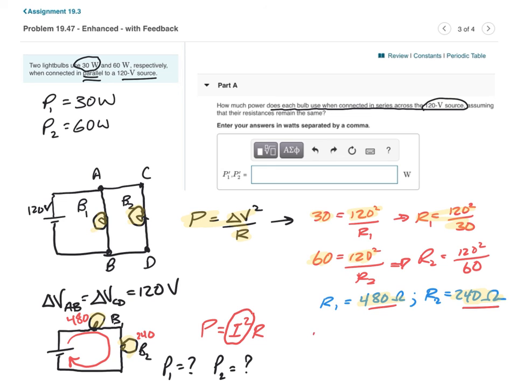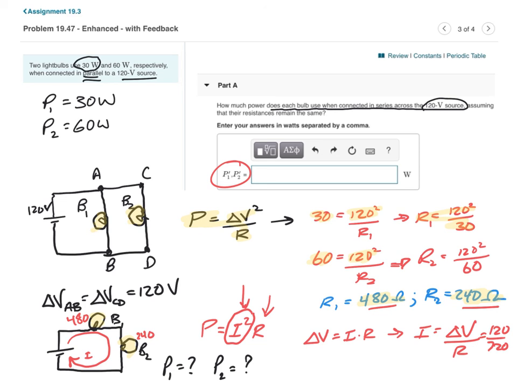And using Ohm's law, I can solve for the current, and it's just the 120 over the 720. And now that I know the current going through here, it's the same current through both bulbs, I can put that current into this equation with the specific bulb resistance, and I can solve for P1 prime and P2 prime, as they call it in this problem.